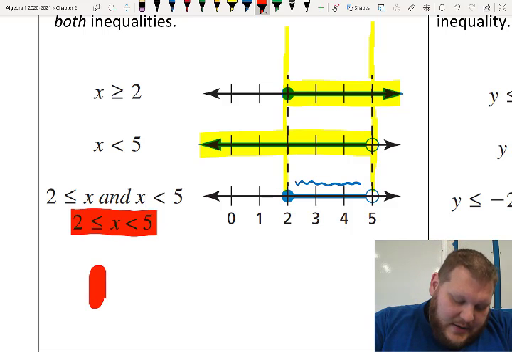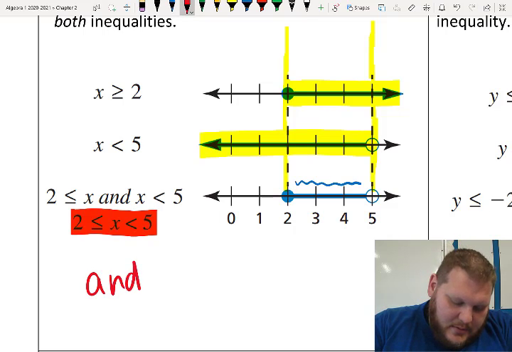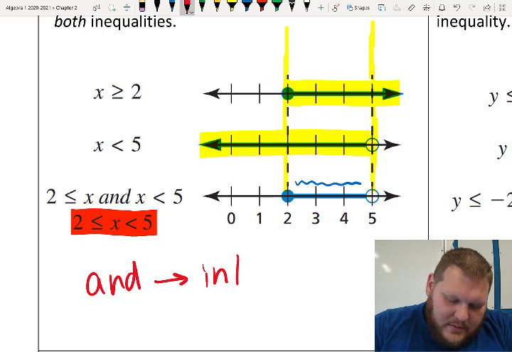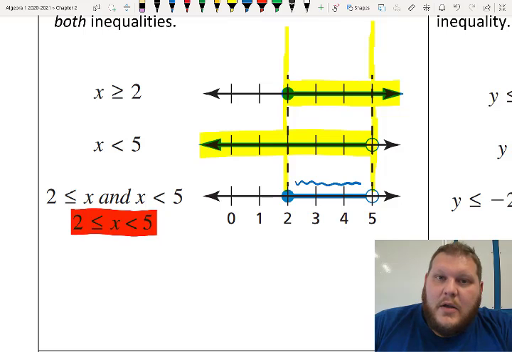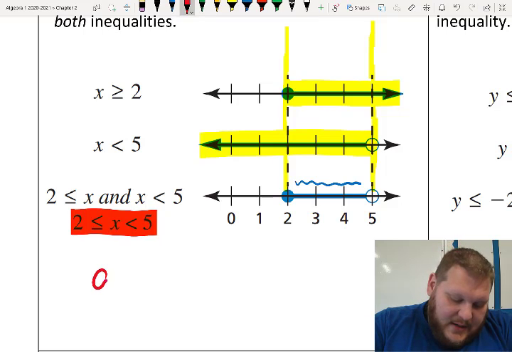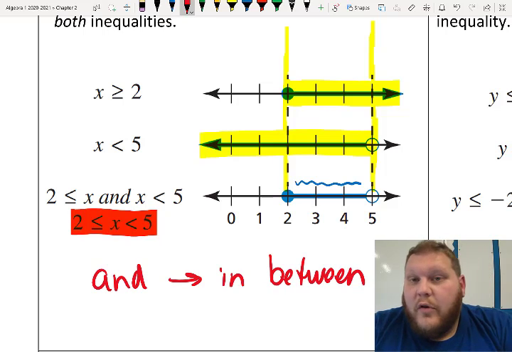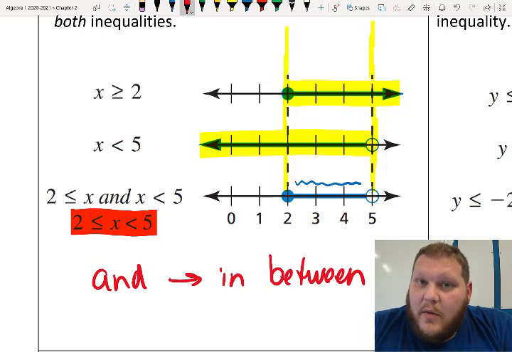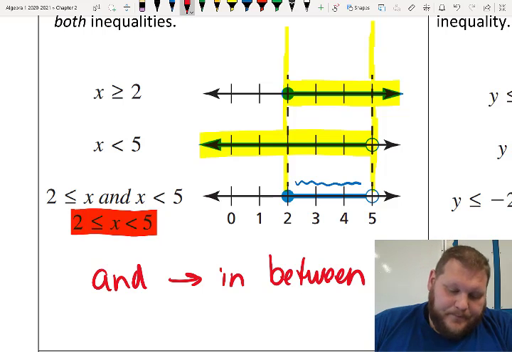So again here, AND means in between. Or vice versa, if you're starting with a problem and you know that thing has to be true in between those two values, you know you're dealing with an AND problem.